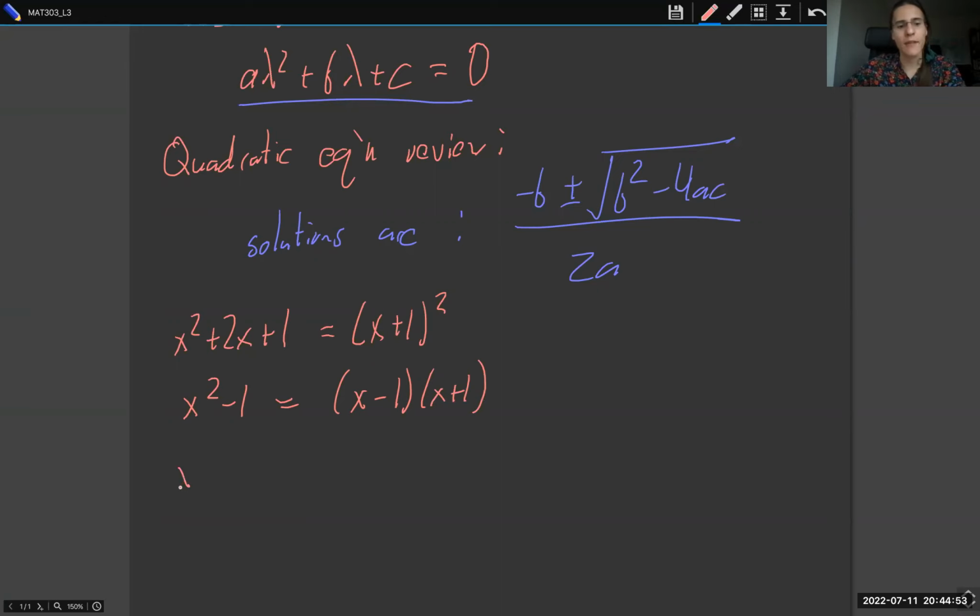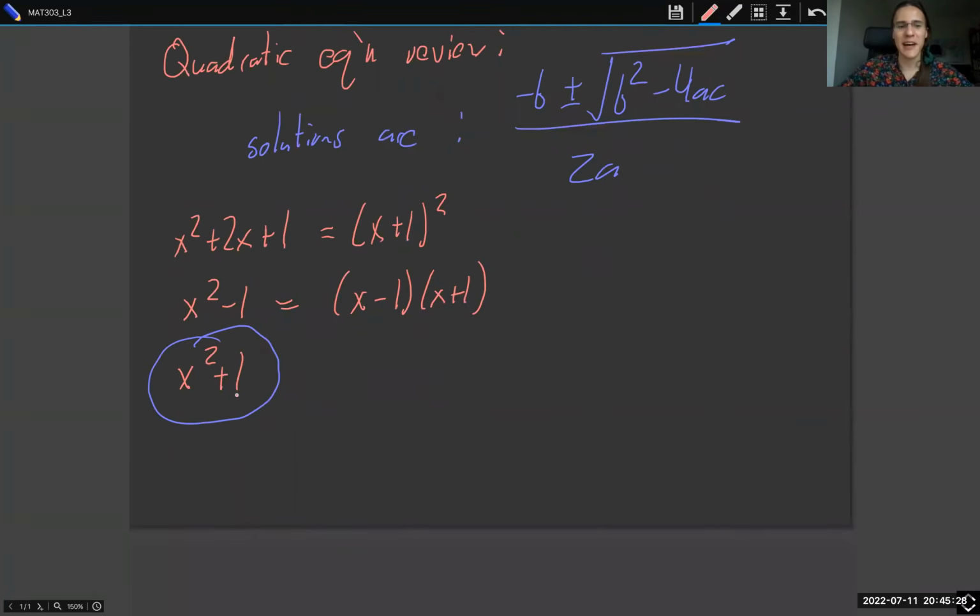Now, what happens if you have something like x squared plus 1? Well, first off, if you take any number and you square it, you get a positive number, or a non-negative number to be more exact. And then if you add a non-negative number to 1, you can't get 0. So that's a bit of a problem. But let's just look at this expression and see what the quadratic formula says. So according to the quadratic formula, what would the solutions be?